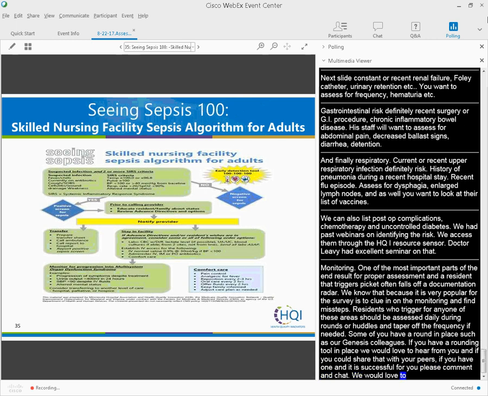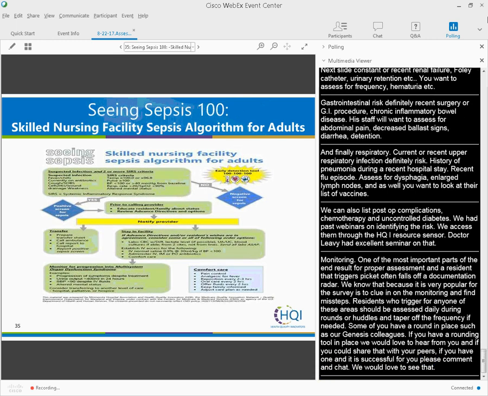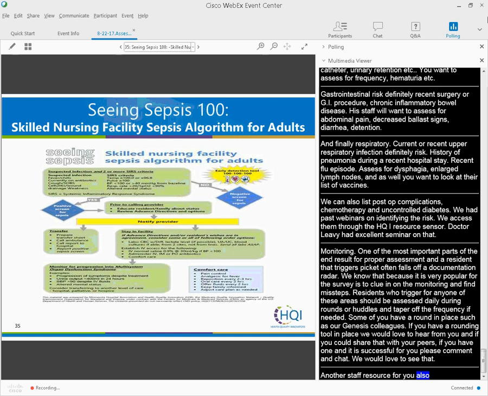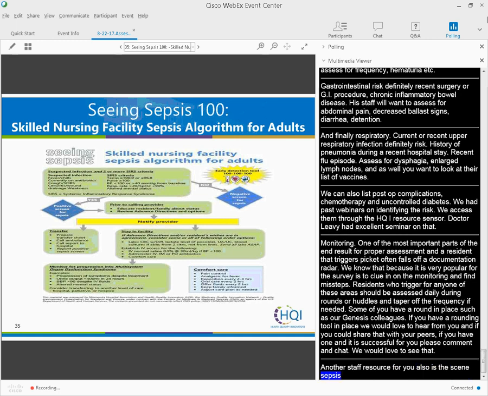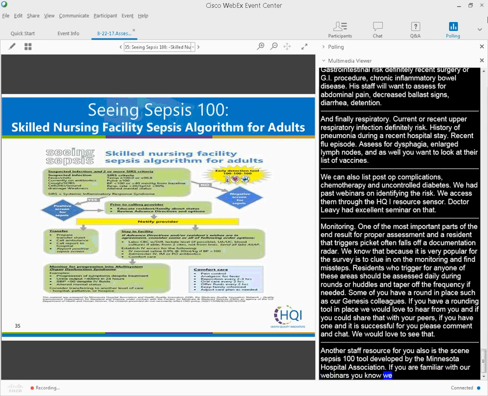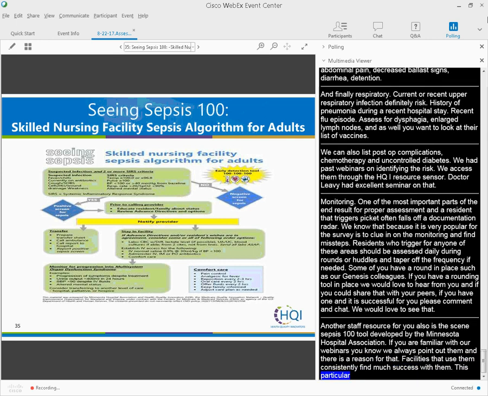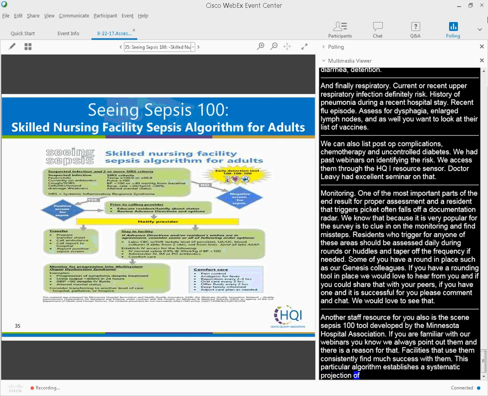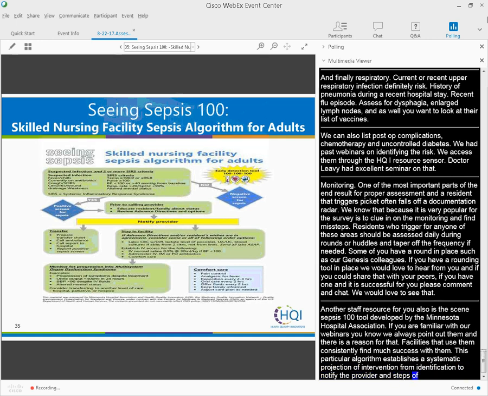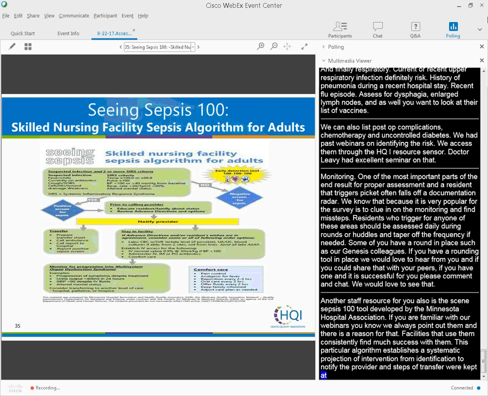Another fast resource for you to use, the Sepsis 100 tool, developed by the Minnesota Hospital Association. If you're familiar with our webinars, you know that we always present them, and there's a reason for that. Facilities that use them consistently find much success with them. This particular algorithm helps to establish a methodical and systematic progression of interventions, from identification to notifying the provider and steps of transfers or kept at the facility. It's available as part of the Sepsis Toolkit on the HQI Resource Center.